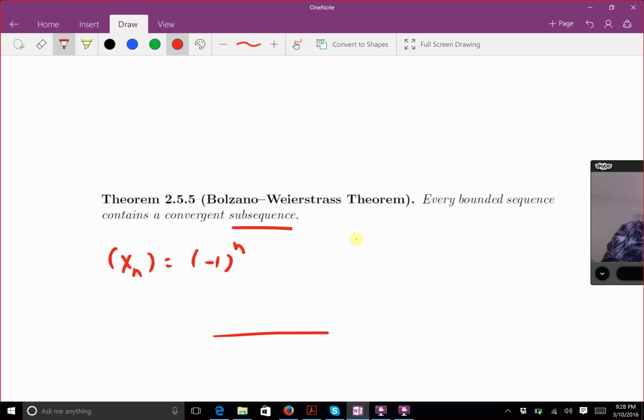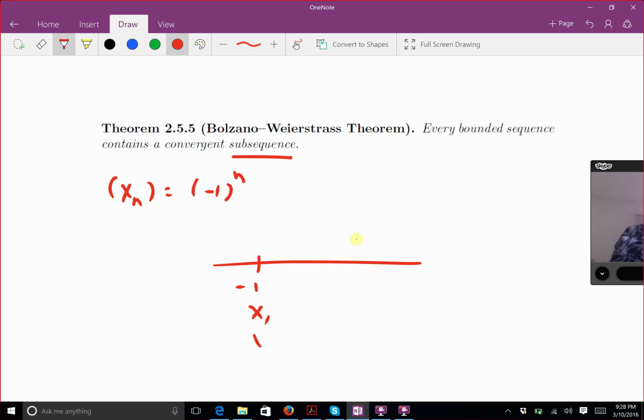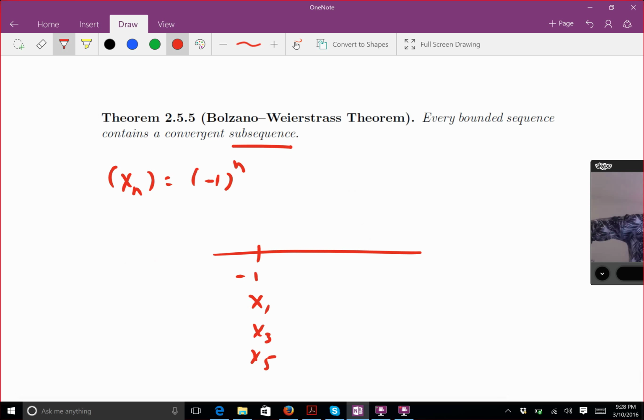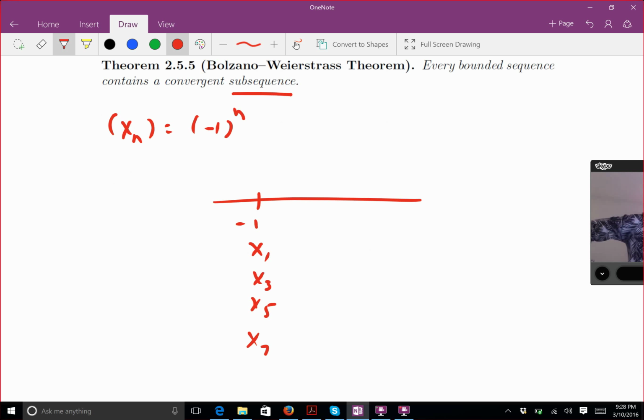So we know that -1 is equal to x sub 1, x sub 3, x sub 5, all the odd numbers. Exactly. And +1 is equal to x sub 2, x sub 4, x sub 6, etc., right? This is a bounded sequence, right? Tell me the bounds. What are the bounds for this sequence? The upper or the lower? Well, bounded means that it has to have an upper and a lower. -1 and 1. Exactly. So this is clearly a bounded sequence, right?